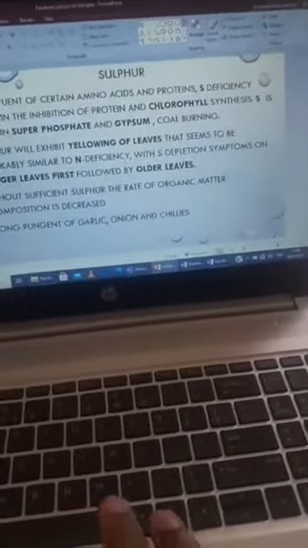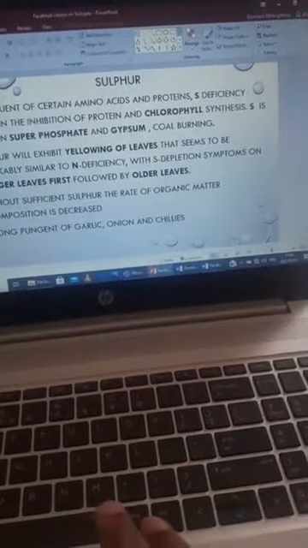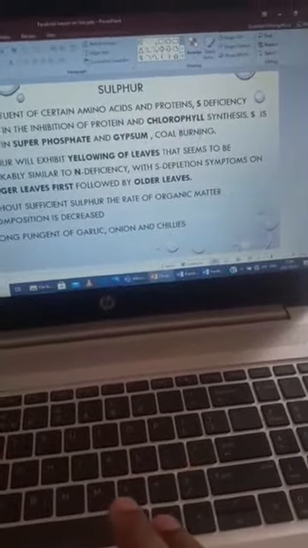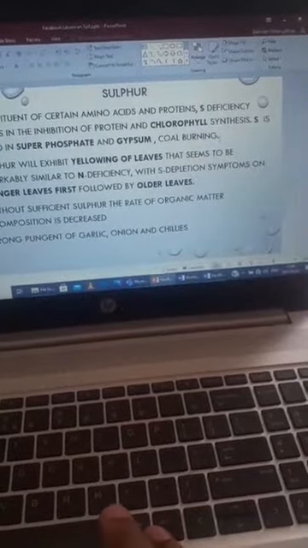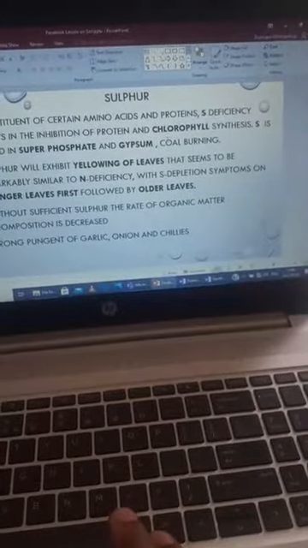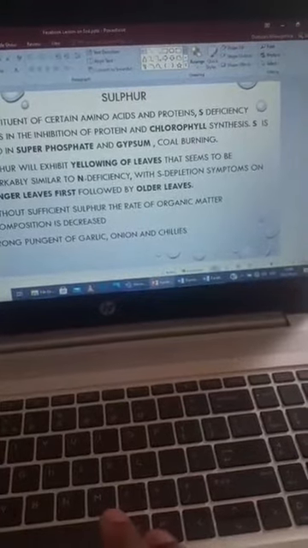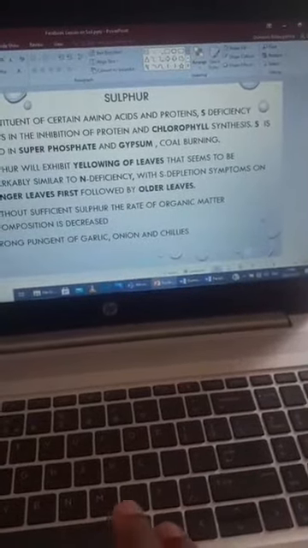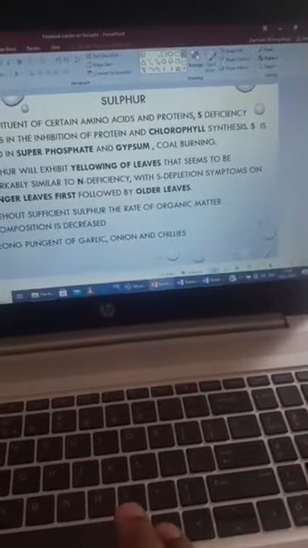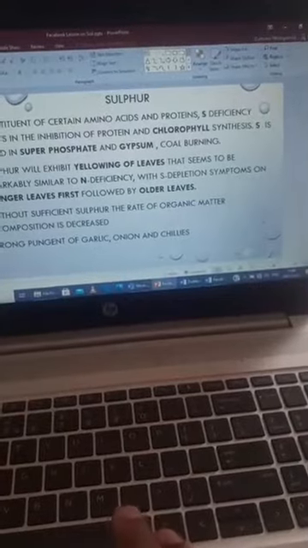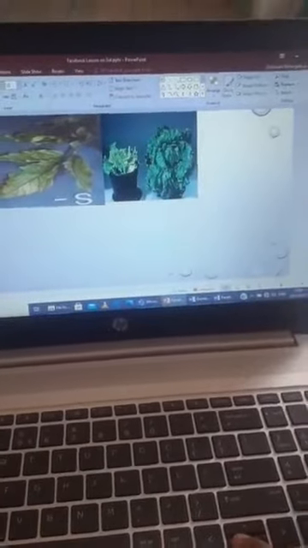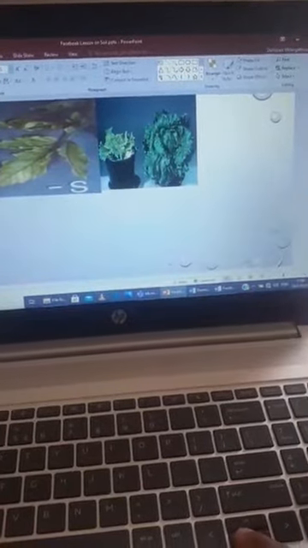So we apply sulfur through superphosphate, gypsum and coal burning, meaning even your wood ash you can apply to your crops, and you are trying to prevent the symptoms, because sulfur works a lot like nitrogen. They are both responsible for chlorophyll synthesis and so on. So the sulfur deficiencies look like this, brothers and sisters, you will see these deficiencies.